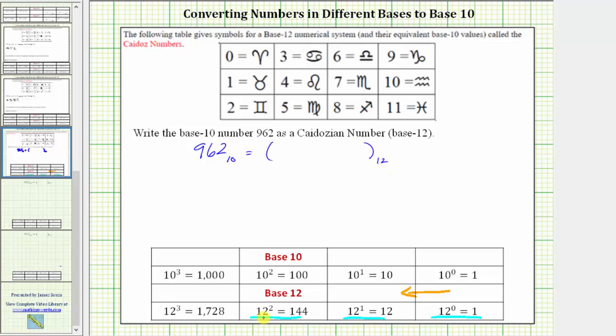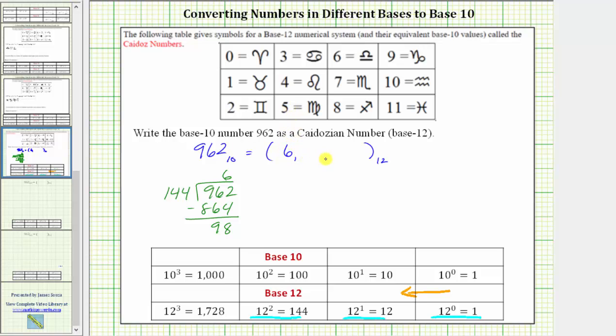To determine the whole number in the 12 to the 2nd or 144's place value, we divide 962 by 144. There are 6 144's in 962. 6 times 144 is 864. Now we subtract. This difference is 98. The quotient of 6 gives us the whole number in the 12 to the 2nd place value, which is the leftmost place value, this place value here.